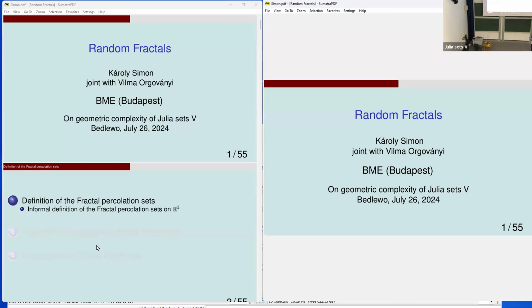I usually use two projectors, but now there is only one screen, so I am experimenting with this kind of setup. If you are sitting too far and you don't see, then please move closer. But I hope that it may work.